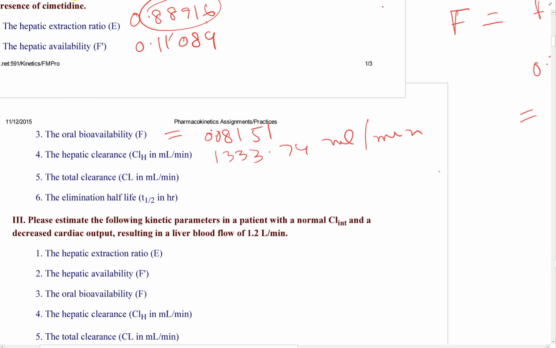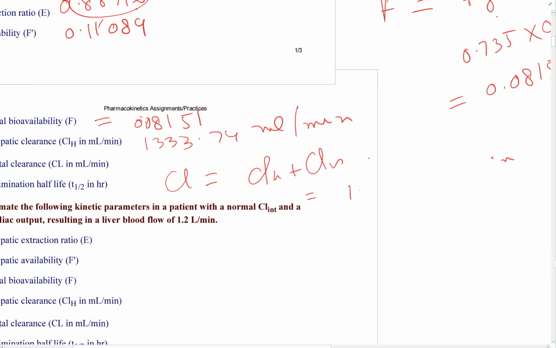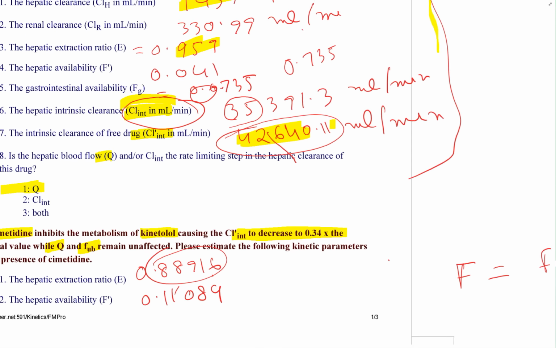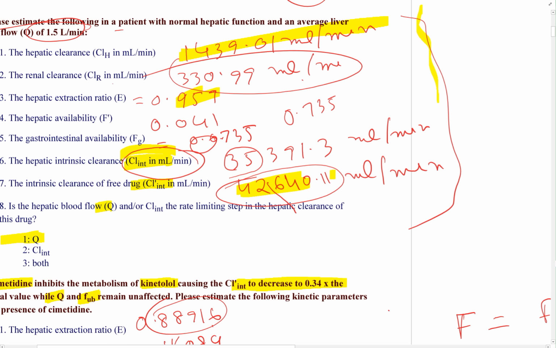How do you calculate total clearance? Renal clearance has not changed. So CL is equal to CLH plus CLR. Our CLH is 1333.74 plus our renal clearance, which has not changed. Let's go back to renal clearance. What is the renal clearance here? 330.99. This is our renal clearance.